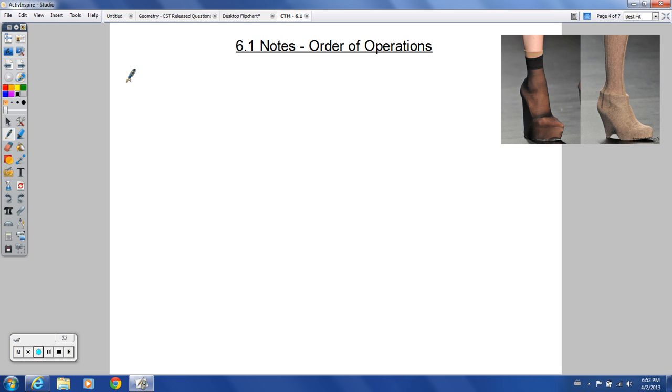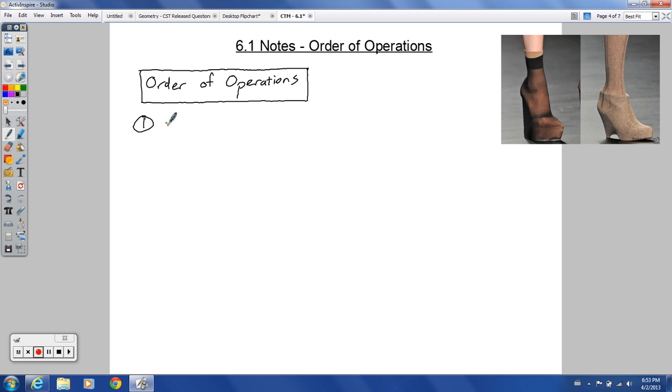That looks ridiculous. Anyways, so order of operations, this is what it is. This is the order in which we do things, mathematically speaking. So step one is a P. We'll talk about what P stands for in a second. You've heard, I would imagine, the phrase PEMDAS before, if you've ever learned order of operations before. Let's write that down right here. PEMDAS.